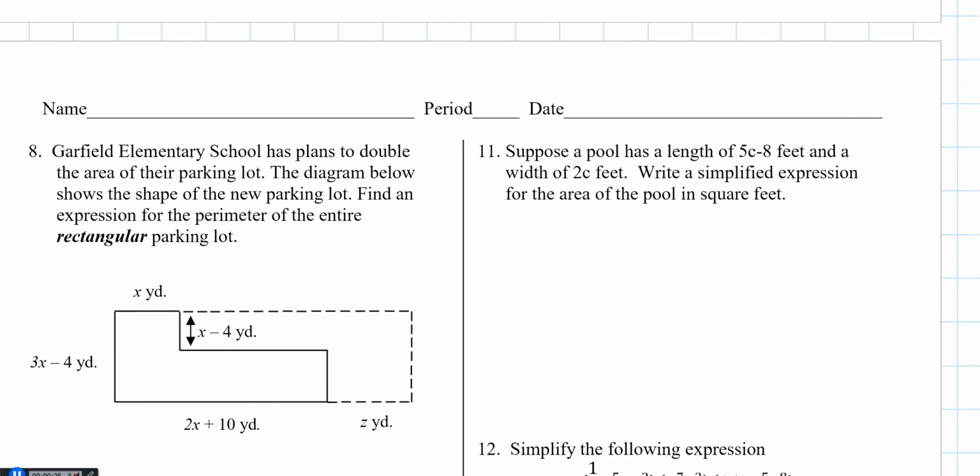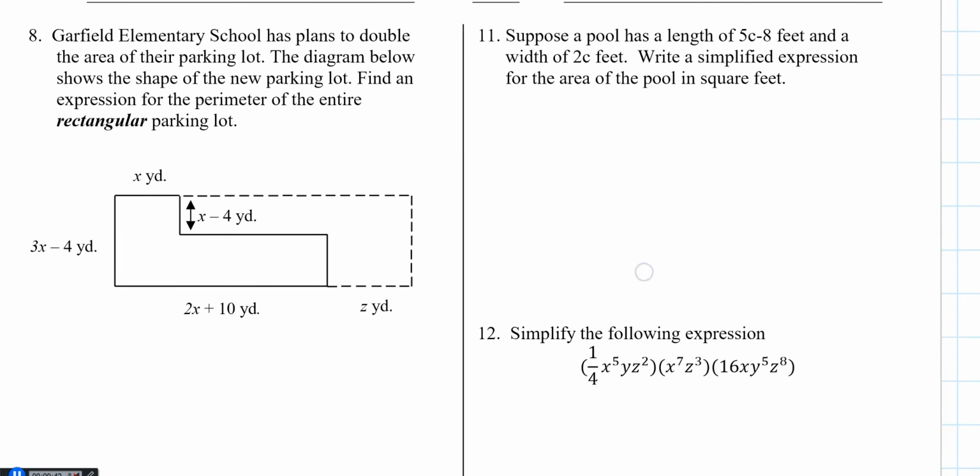Alright, number 8. Garfield Elementary School has plans to double the area of their parking lot. The diagram below shows the shape of the new parking lot. Find an expression for the perimeter of the rectangular parking lot. So when I look at the picture, it already gives me all the information I need, because for a perimeter, I'm looking for a length and a height. Well, I already have the height, and the length is going to be the sum of these two terms, which is 2x plus z plus 10.